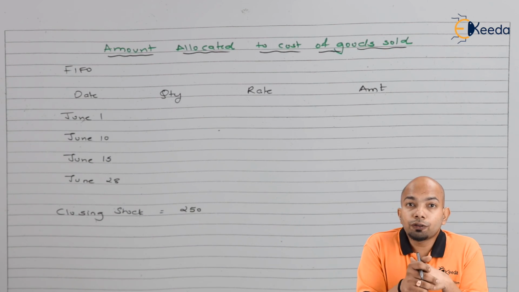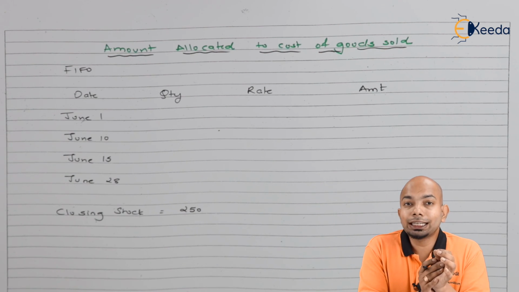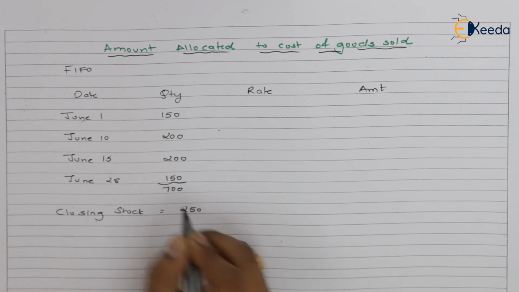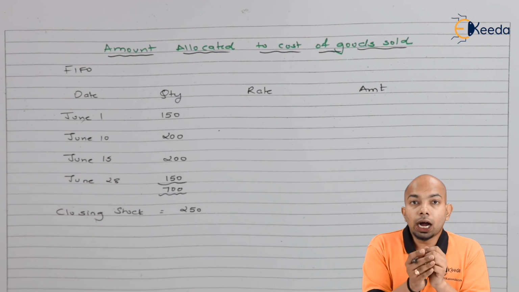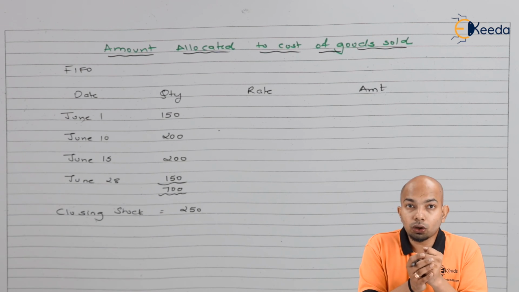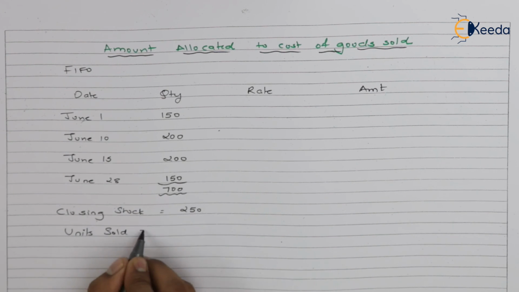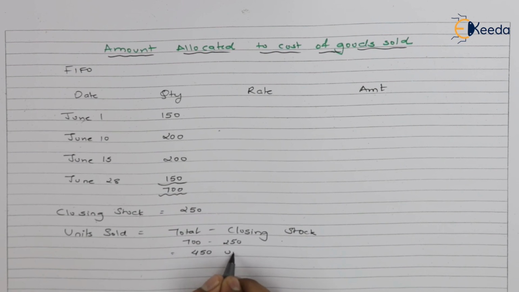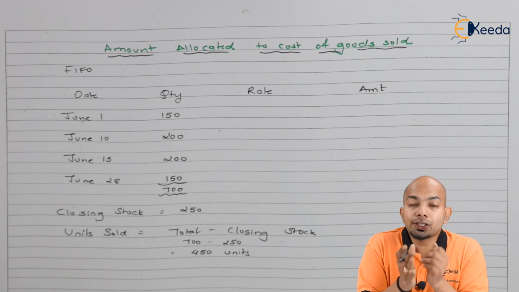Now when we're talking about cost of goods sold, that means how many goods have been sold out. So the total of all quantity comes to around 700 quantity here. Out of that 250 is the closing stock. That means 450 units have been sold out. So we have to figure out the cost of those 450 units.